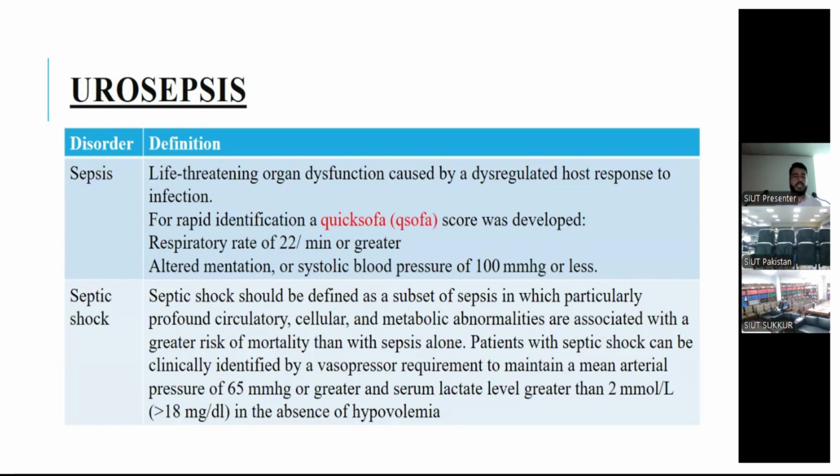So urosepsis. Define urosepsis. Okay. The saturation जो है what we see in SOFA score. SOFA score has 6 elements. SOFA respiratory rate होता है उसमें. Respiratory rate. Sepsis is life-threatening organ dysfunction caused by a dysregulated host response to infection. For rapid identification, a quick SOFA score was developed. In these, respiratory rate of 22 per minute or greater, altered mentation, and systolic blood pressure 100 or less.